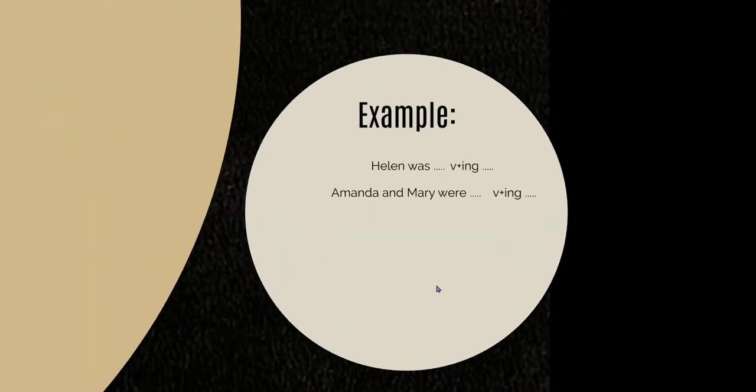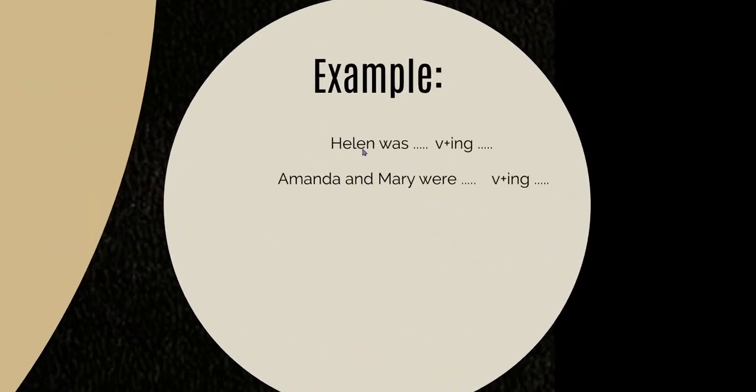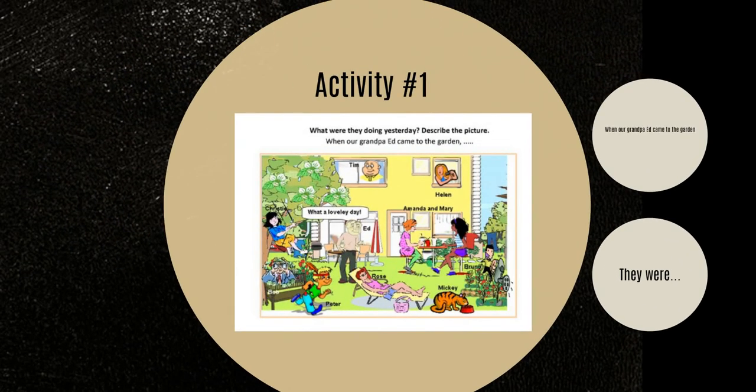And let's see some examples. Helen was, then you need a verb with ing form. What was Helen doing? You have to look at the picture and complete the statement. Helen was eating a sandwich. Maybe Amanda and me playing soccer. You have to look at the picture and complete the sentence. That's all.